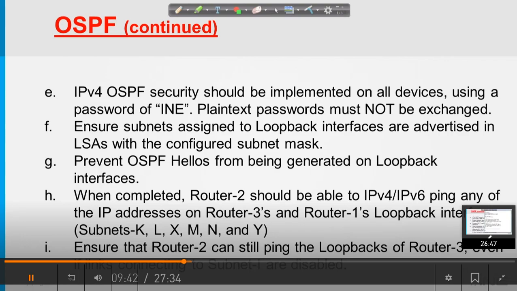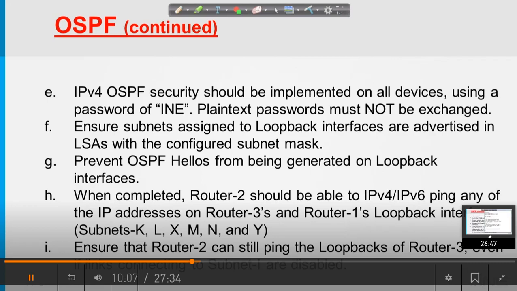IP version 4 OSPF security should be implemented on all devices using a password of INE. Plain text passwords must not be exchanged. Ensure subnets assigned to loopback interfaces are advertised in LSAs with the configured subnet mask. So let's stop right there. Letter F. What do we need to do?